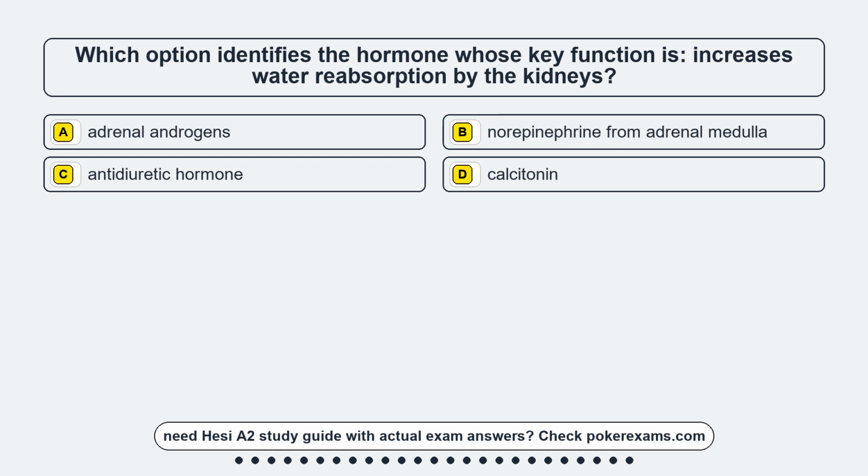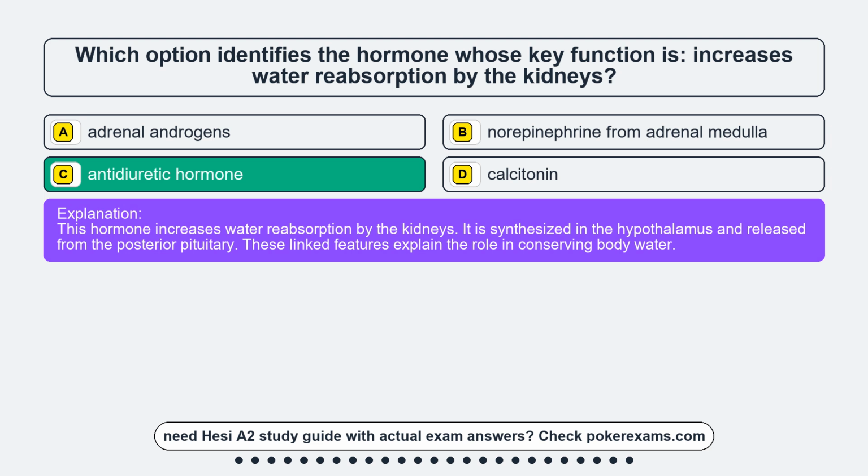Question 25. Which option identifies the hormone whose key function is, increases water reabsorption by the kidneys? Option A, adrenal androgens. Option B, norepinephrine from adrenal medulla. Option C, antidiuretic hormone. Option D, calcitonin. The correct answer is option C, antidiuretic hormone.